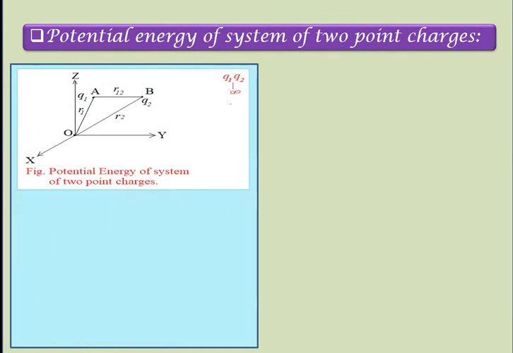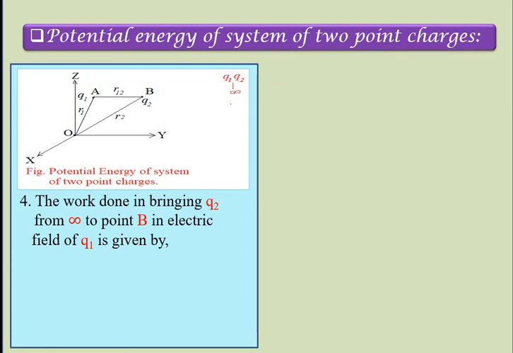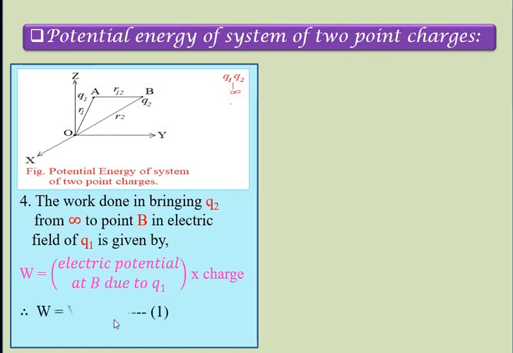We have to obtain the work done. The work done in bringing charge Q2 from infinity to point B in the electric field of a charge Q1 is given by the relation W equal to the electric potential at point B due to the charge Q1 into the charge. Therefore, W equal to V into Q2. Suppose this is equation number 1.